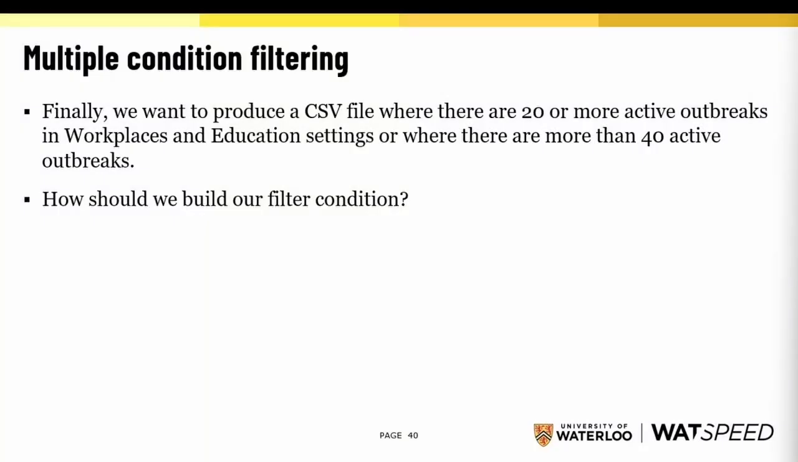Time for our last filtering challenge. We want to create a CSV file where there's 20 or more active outbreaks in workplaces and education, or where there are more than 40 active outbreaks. Notice that we're not asking for 40 active outbreaks in a particular setting. We're just saying, give me all the rows where there are more than 40 active outbreaks.